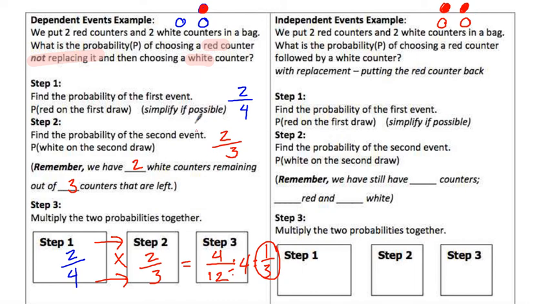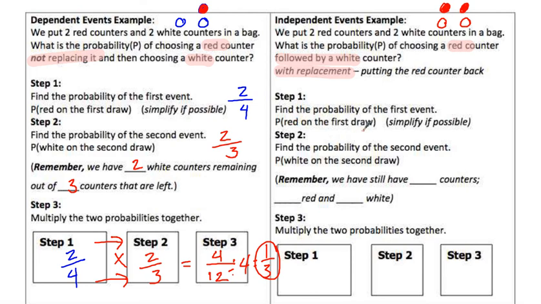It wants the probability of choosing a red followed by a white. And it doesn't say that you're keeping it, so you're going to assume that it's with replacement and you're going to put the red counter back. So it says, step 1, find the probability of the first event.